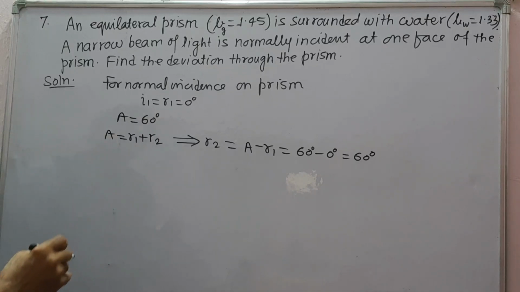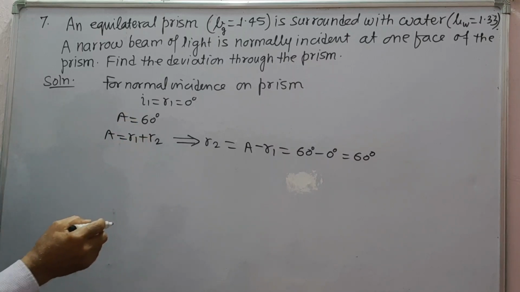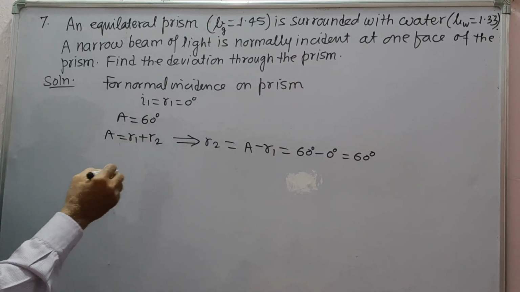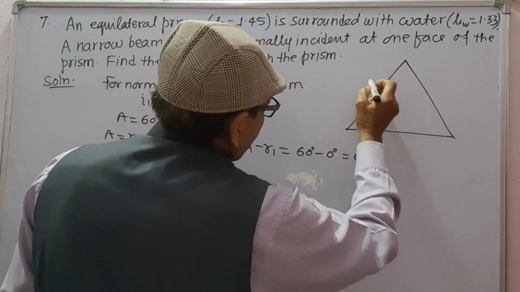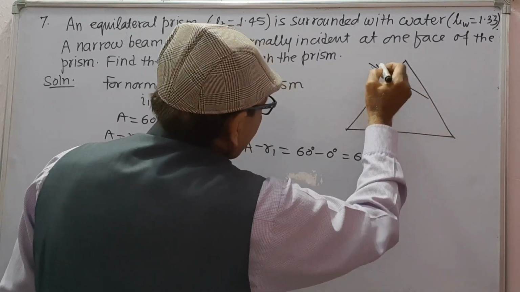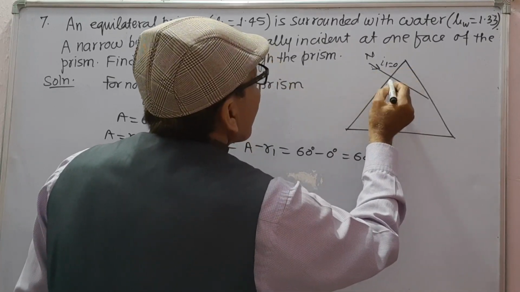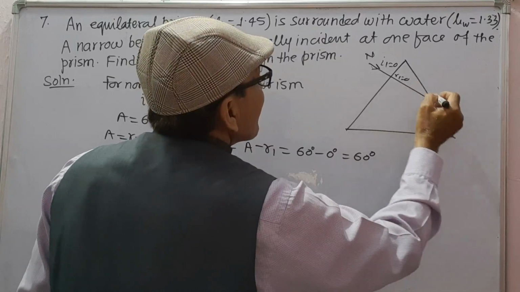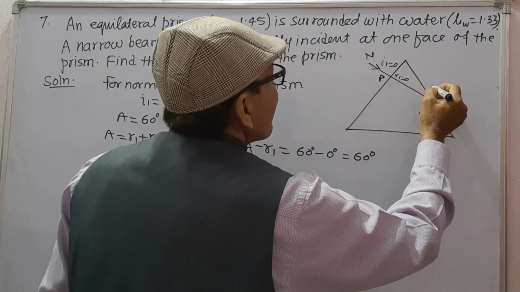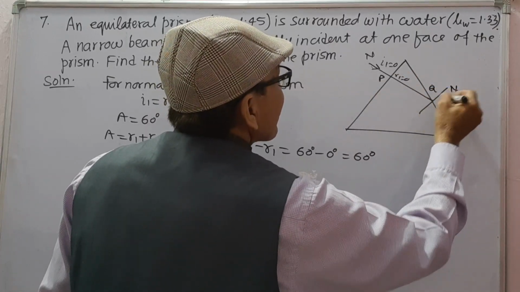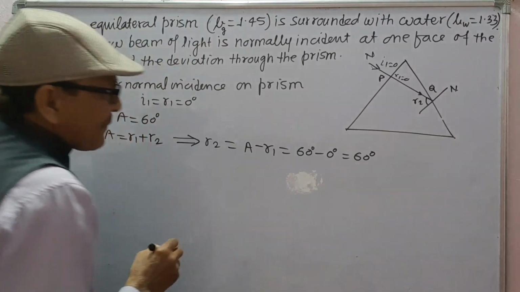That is, at the second face, R2, the angle of incidence in glass, is 60 degree, like this. This is normal incidence. Normal. I1 is 0. R1 is 0. This is another normal at point. This is point P and this is point Q. Another normal. This is R2 in denser medium.